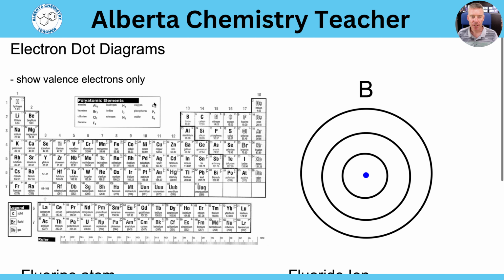One skill that's used a little bit more in Chem 20, but it's really nice to introduce now, and it really gives us a clear indication of our bonding, is electron dot diagrams. The periodic table will tell us the total proton and electron count of all the atoms, but what we really just care about is the outermost electrons. That's what electron dot diagrams do. They just show the valence electrons, which are the outer electrons.